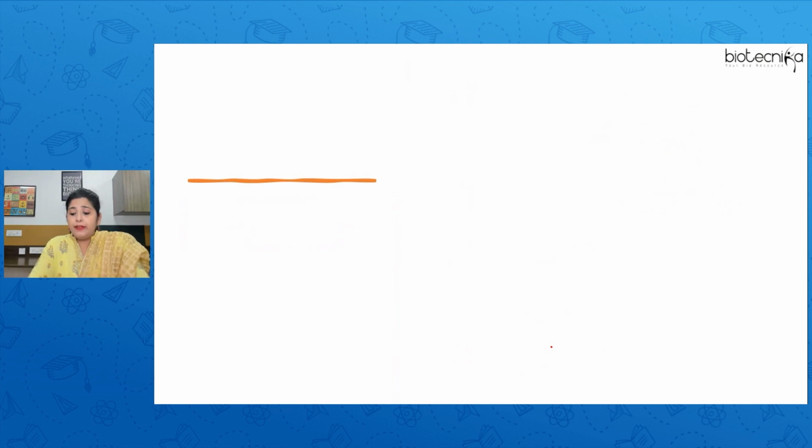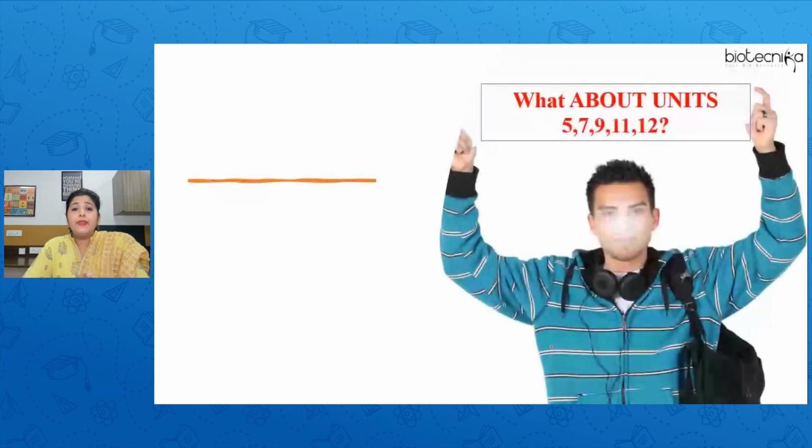Now, you might be wondering, what about Units 5, 7, 9, 11, and 12? Unit 5 is about developmental biology. So anyone having a zoology background definitely should prepare Unit 5. Unit 5 is theoretical, it's like you are reading a storybook. But anyone who is not familiar with the basic terminologies of developmental biology should never start with Unit 5. Anyone having a zoology background, it will be an advantage, or anyone preparing animal physiology, then yes, the developmental biology unit can be done together with Unit 7.